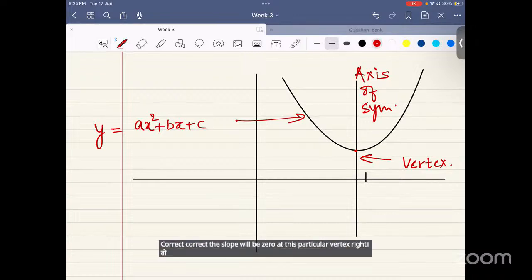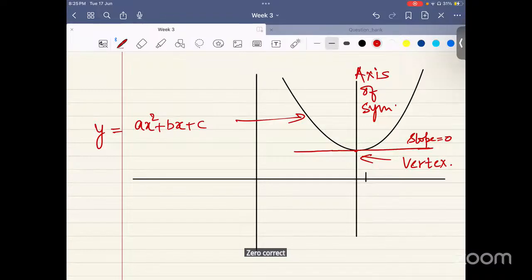So everybody is convinced, right? The slope at this particular point, that is the vertex. If you want to draw any line there, that will be parallel to the x-axis. Correct? At this point. And any line that is parallel to the x-axis, the slope generally is what? 0. Correct.